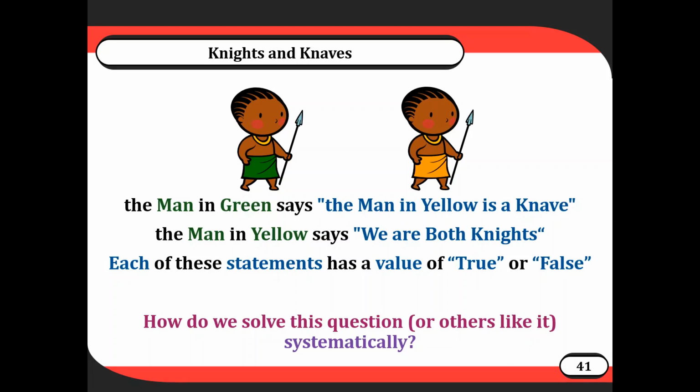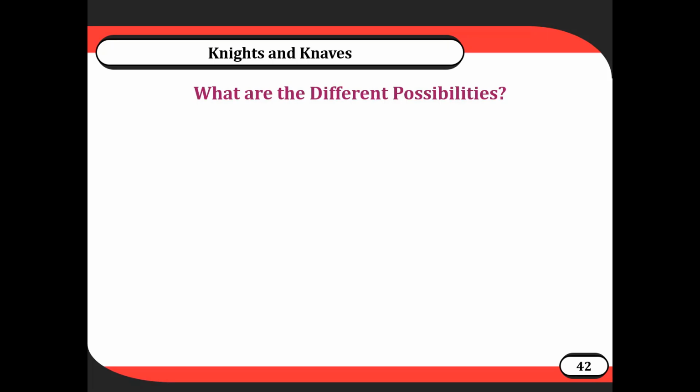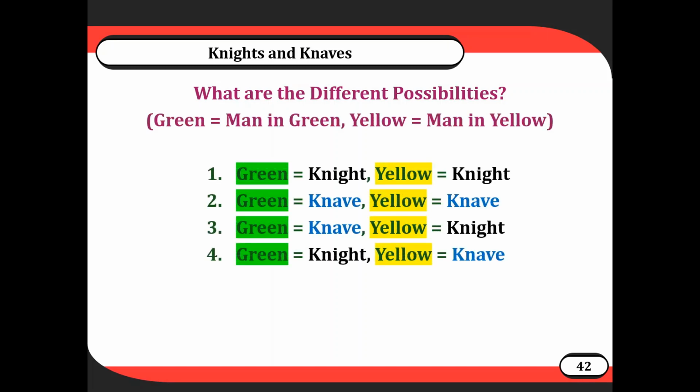So systematically means, as human beings, we sometimes have intuition about these sorts of things, but we don't want to do it intuitively. We want to build an algorithm that will solve it for us. Okay, so we want to solve this systematically. So we're going to look at what are the different possibilities. There's only a finite number of them, since they can be either knights or knaves. That's two values. So each of them can take on either of the two values.